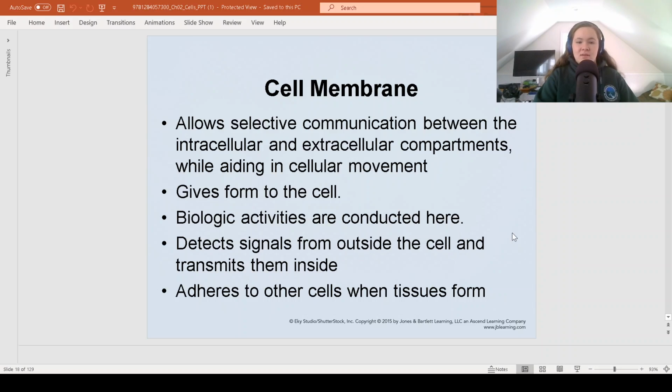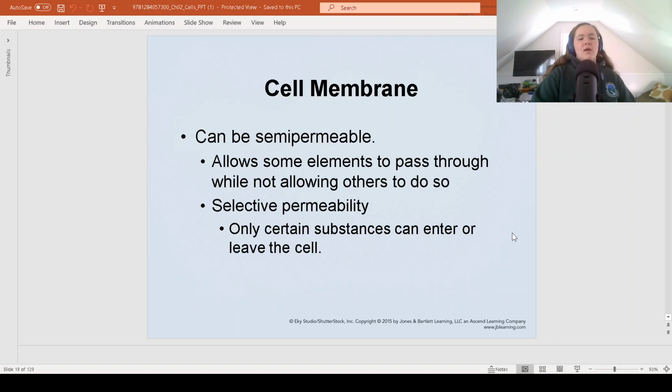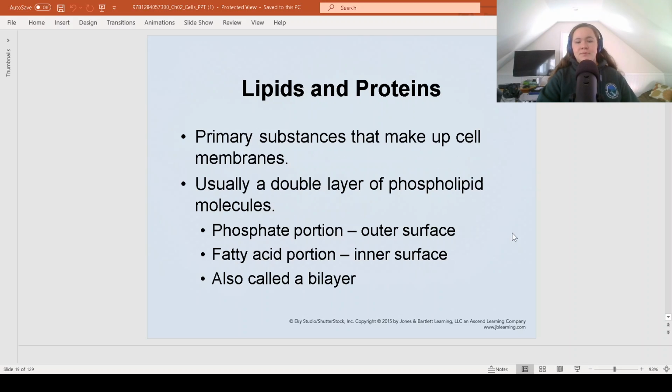The cell membrane allows selective communication between intracellular and extracellular compartments while aiding in cellular movement. It gives form to the cell, much like our skin. Biologic activities are conducted here, and they detect signals from the outside of the cell and transmit them inside, and they adhere to other cells when tissues form. They can be semi-permeable, which allows some elements to pass through while not allowing others to do so. Selective permeability is when only certain substances can enter or leave the cell.